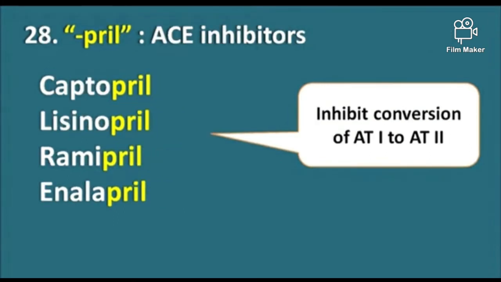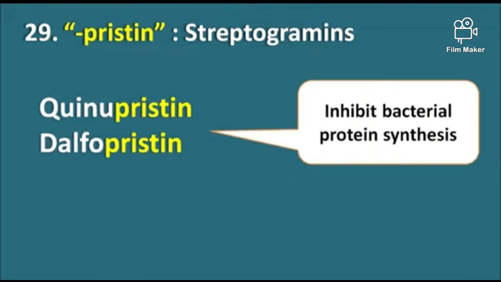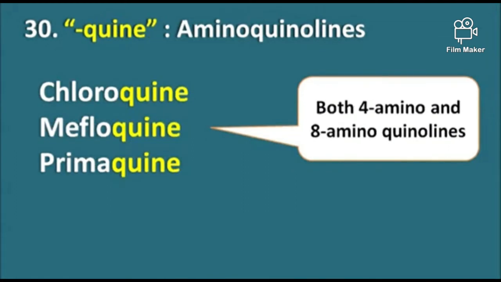Prils, ACE inhibitors: captopril, lisinopril, ramipril, enalapril inhibit the conversion of angiotensin 1 to angiotensin 2. Pristin, streptogramins: quinupristin, dalfopristin inhibit bacterial protein synthesis. Quine, aminoquinolines: chloroquine, mefloquine, primaquine, both 4-amino and 8-aminoquinolines.